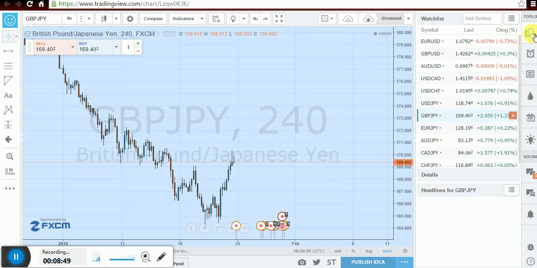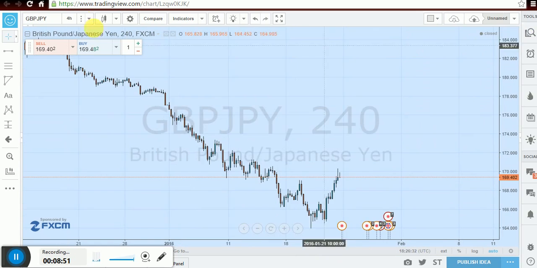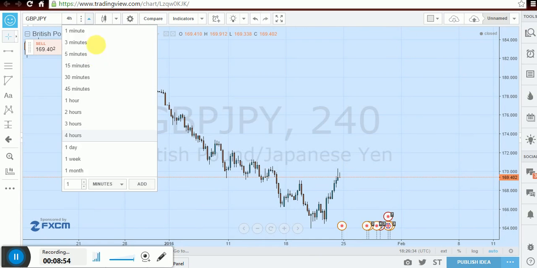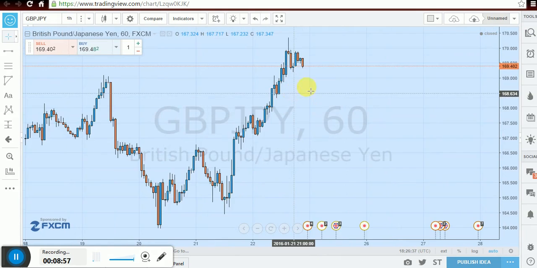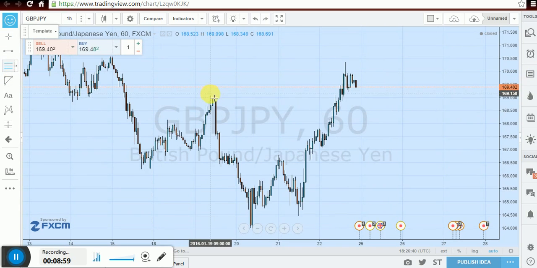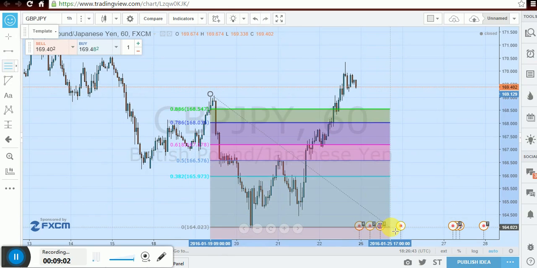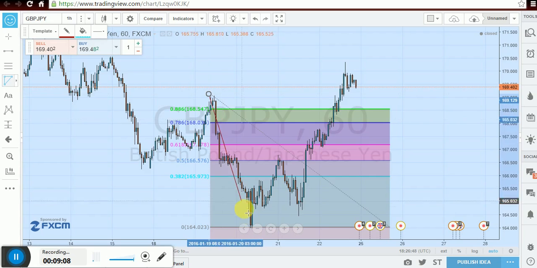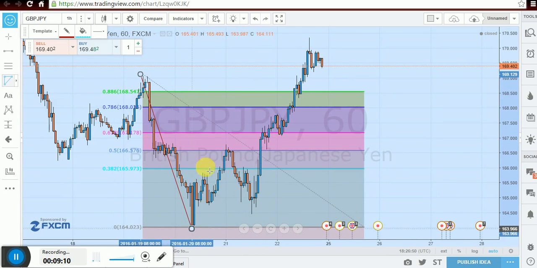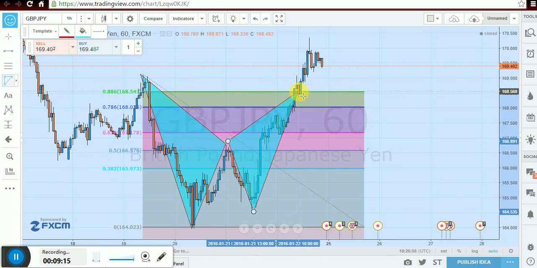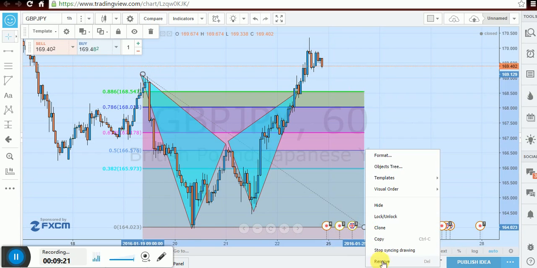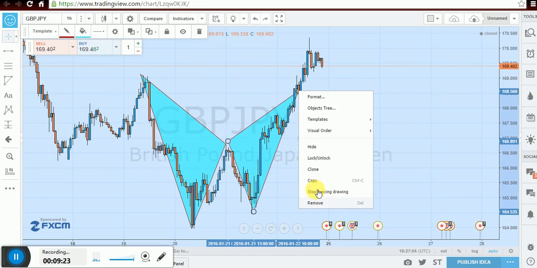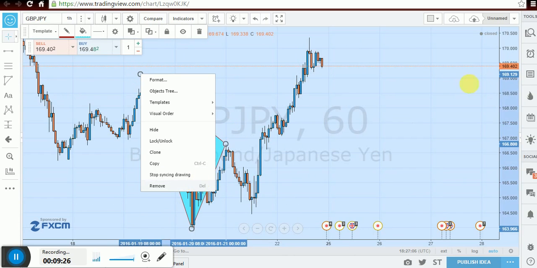So moving on to the next one, the pound against the Japanese yen. This is another currency pair where I had a trade that ended up being stopped out again. I think it was a bat pattern. Yeah, it was a bat pattern that ended up being stopped out. So let me just show you guys the bat pattern. X to A, A to B, B to C, and C to D. So you can see the market has closed above X. So I've been stopped out of that trade, and the pattern is completely invalid now. Now we have to move on and wait for the next trading opportunity.